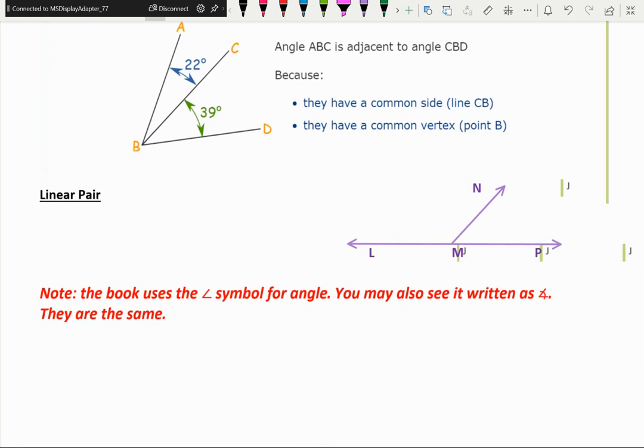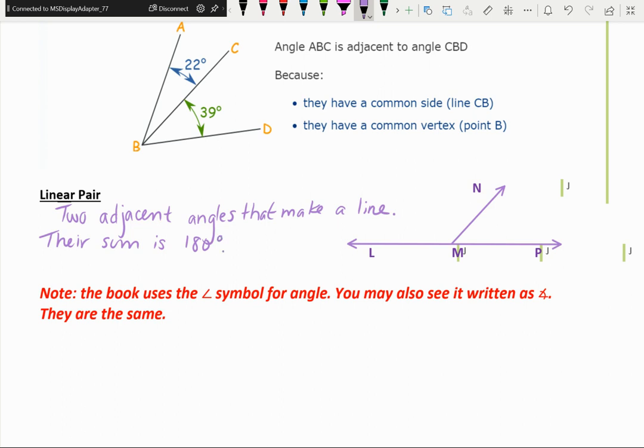And then talking about a linear pair. A linear pair are two adjacent angles that make a line. Their sum is 180 degrees, just like a line.